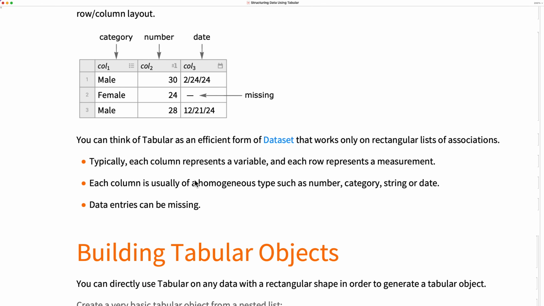So you can really think about Tabular as a more efficient form of Dataset with the limitation that it only works on rectangular lists of associations. It does work on rectangular lists as well, but the primary way to do it with named columns is with rectangular lists of associations, and we'll see that in detail.